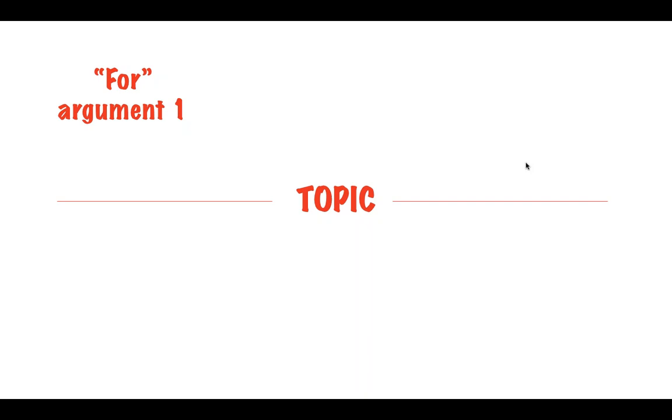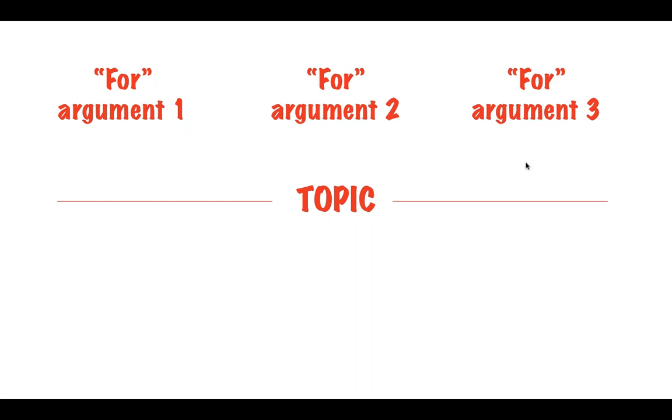You don't have to be for something, but I suggest you do a for and against type essay. Then you write your for argument number 2. Then you write your for argument number 3. Again, just a couple of words for each. This plan should only take you 2 or 3 minutes max.